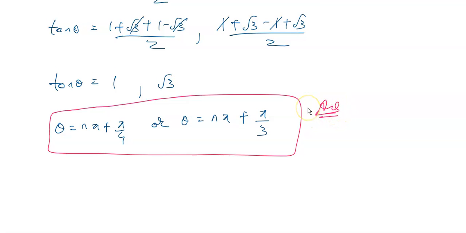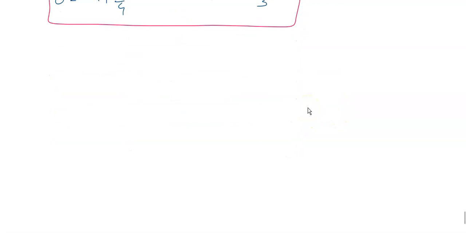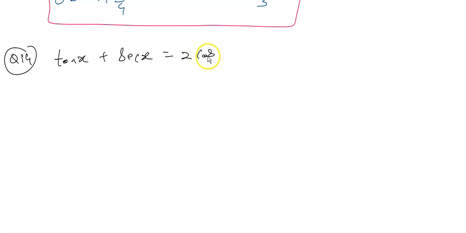Then next question. Question number 14. Question number 14 says, find the number of roots of the equation tan x plus sec x is equal to 2 times of cos x in the interval 0 to 2 pi.